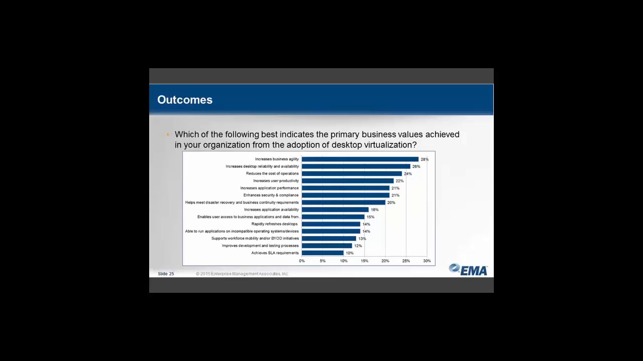When focusing on business value, increased business agility was most frequently noted, followed closely behind by increased desktop reliability and availability. Reducing the cost of operations actually ranked third on the list, which was somewhat surprising considering, as you'll recall from earlier, reducing cost of operations was identified as the primary reason for adopting desktop virtualization in the first place. So it seems in many use cases, organizations are finding more value from the solution than they originally expected.